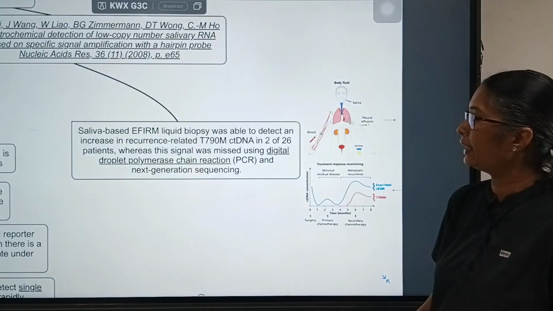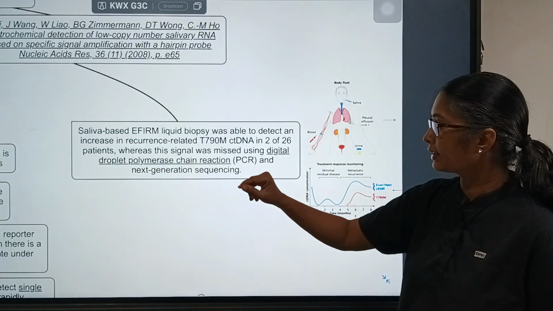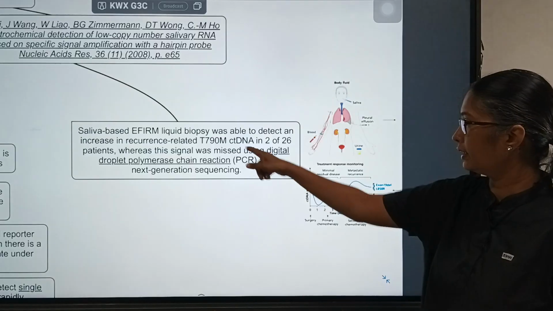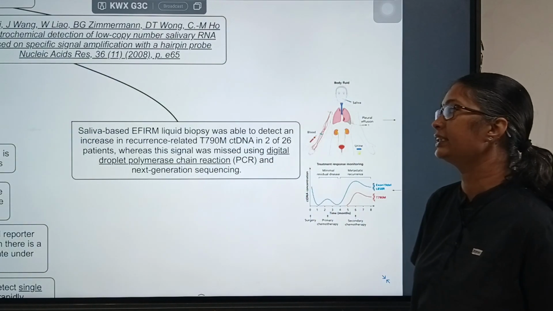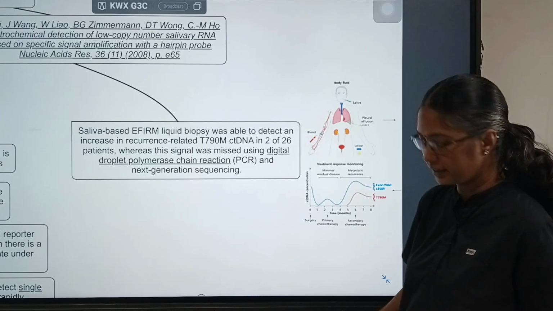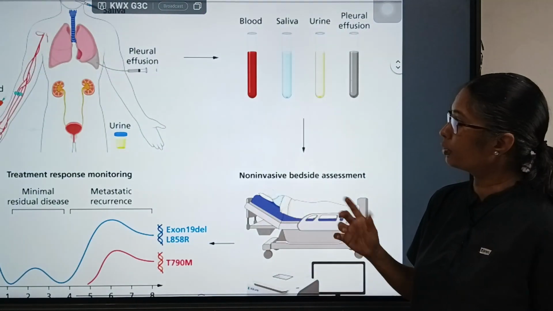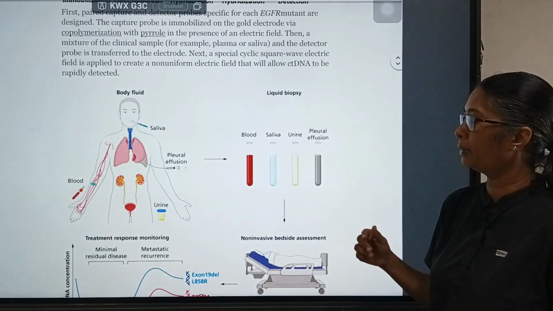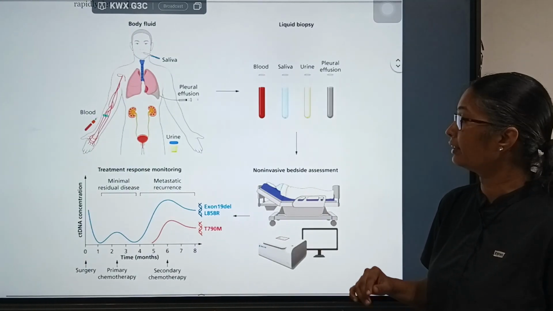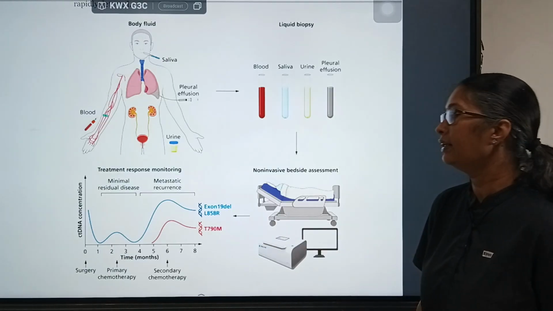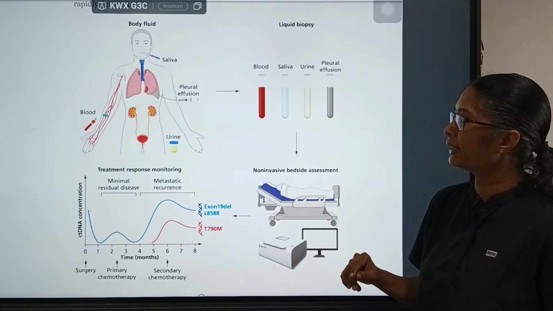So a study found that the saliva EFIRM liquid biopsy was able to detect an increase in the recurrence-related T790M circulating tumor DNA in 2 of 26 patients, whereas this signal was missed using digital droplet polymerase chain reaction and next generation sequencing. So when they screened the patients for any recurrence using both the PCR as well as the liquid biopsy, the saliva liquid biopsy was able to detect the patients who had this recurrence in the circulating tumor DNA in 2 out of 26 patients.